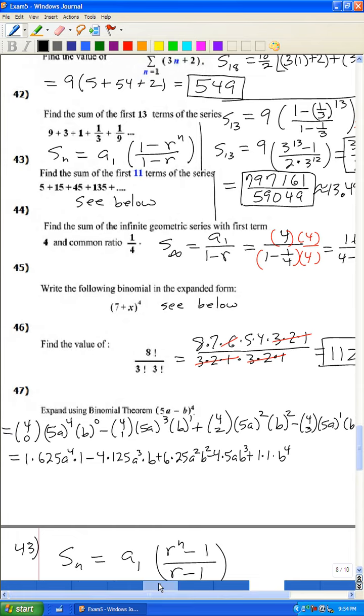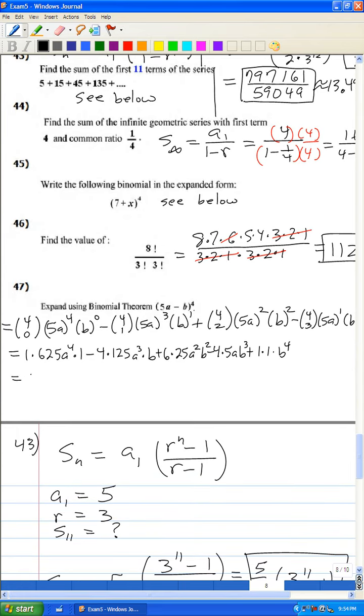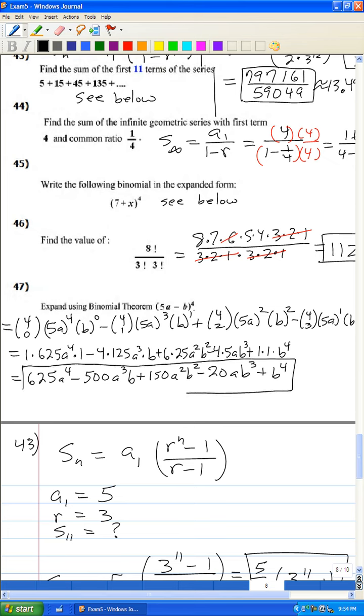Okay, so let's see if I can do this. So this is equal to 625 a to the 4 minus 500, 4 times 125, 500 a cubed b, plus 6 times 25, 150, a squared b squared, minus 4 times 5, 20, a b cubed plus b to the fourth. And that is your answer.